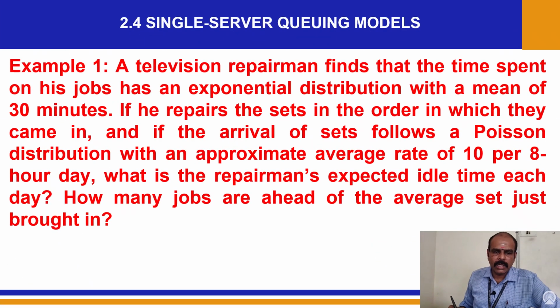Now we'll get into the problem. Okay, we'll solve the numerical problem. So first we'll understand the question. A television repairman finds that the time spent on his jobs has an exponential distribution with a mean of 30 minutes.